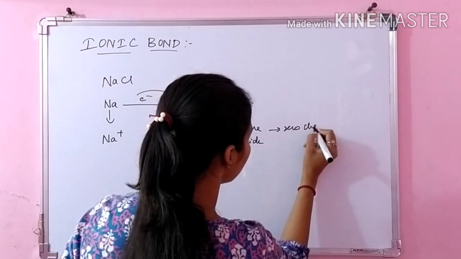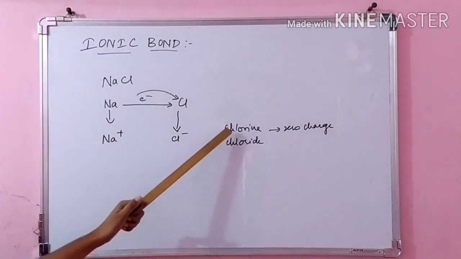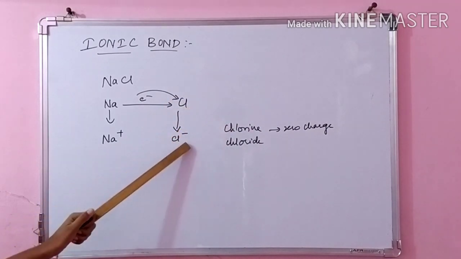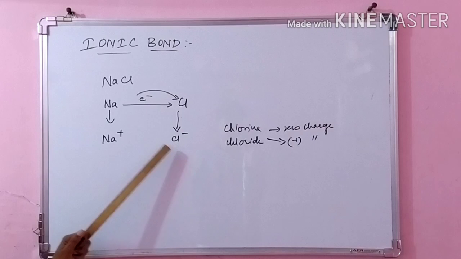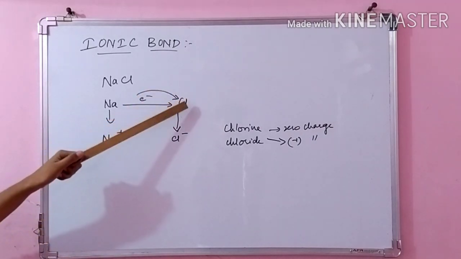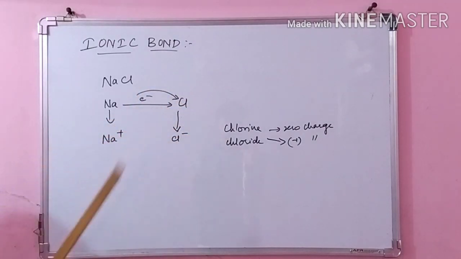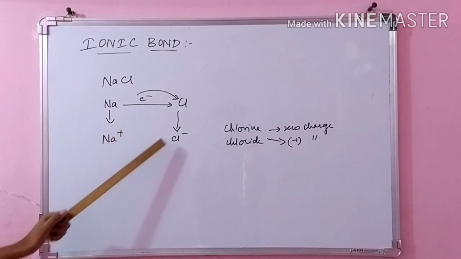When it is neutral with no charge, we call it as a chlorine. If it gets negative charge, that is with -1 charge, it is said to be a chloride. This you should be knowing. So here chlorine atom will get changed into chloride ion. So now it becomes Na+ and Cl-.